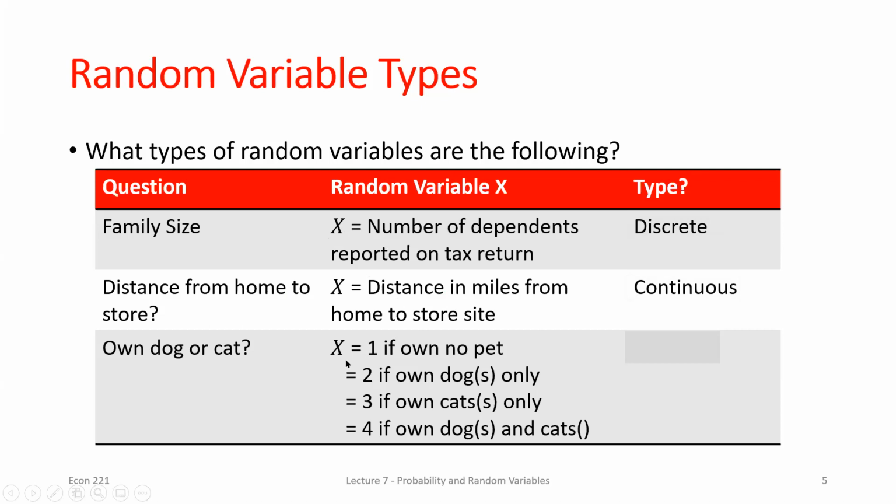And then a lot of times with these discrete variables, we'll start to see qualitative variables that we're turning into quantitative. So do you own a dog or a cat? The responses would be, I own neither, only a dog, only a cat, or I own both types of animals. Here we can just code those as a number. 1 represents no pet, 2 represents only a dog, and so on and so forth. So this is an example where the response is qualitative, but we're just assigning it a numerical value, and so now we have a discrete variable.